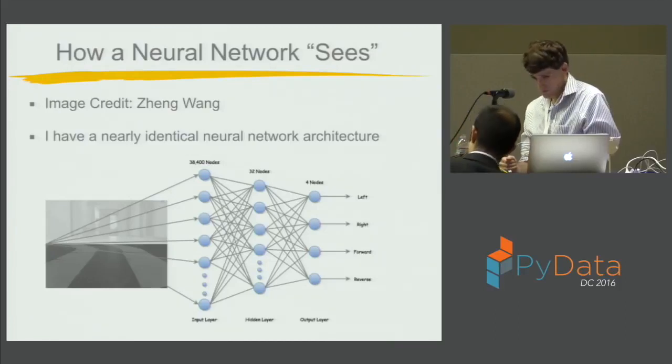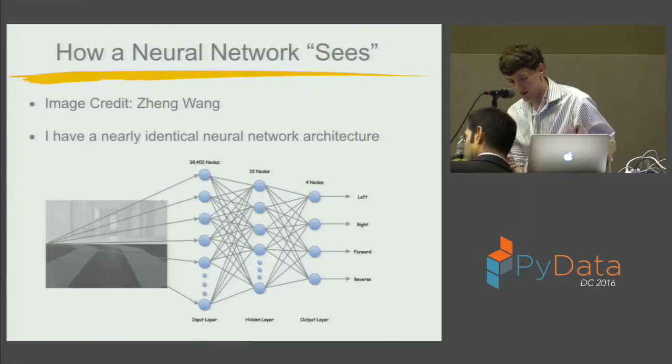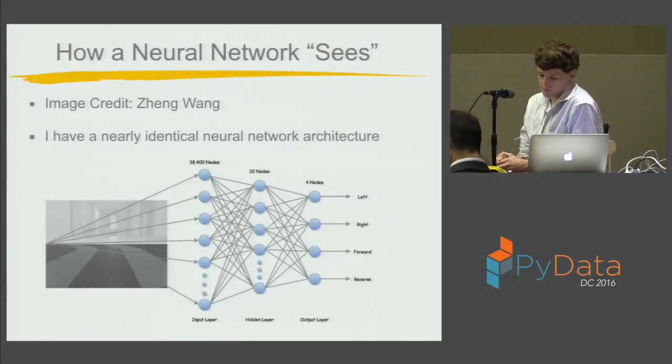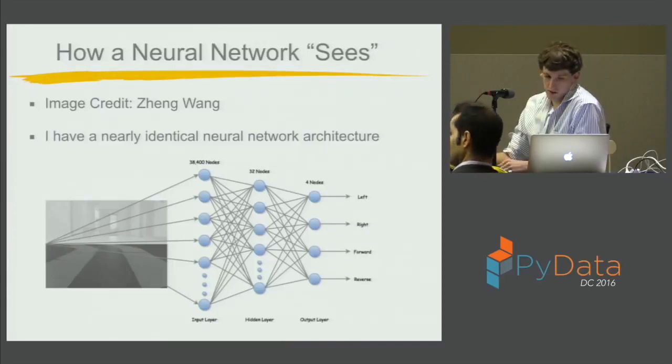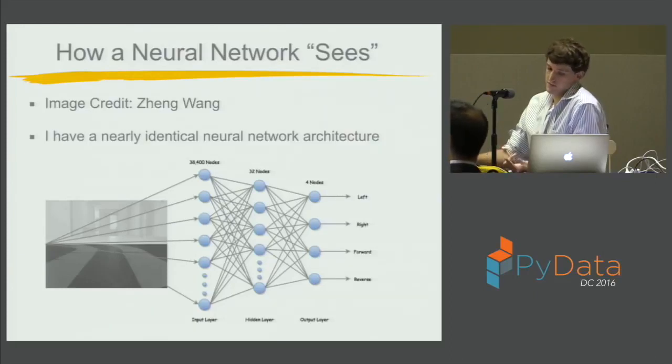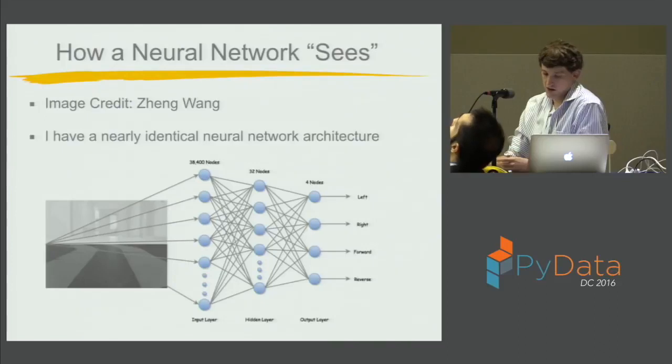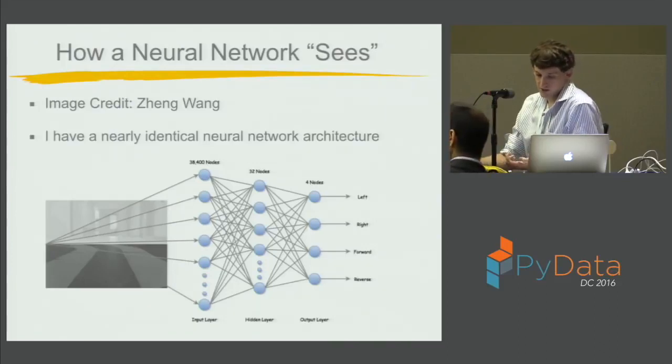But then these 32 hidden nodes are passed to the final layer, which is used to make a prediction of some sort. So in my case, and also in Zheng Wang's case, he's predicting 4 class labels: turning left, turning right, and going forward. I actually didn't use reverse. I think he just threw in reverse for the fun of it, but didn't use it either. So I just have 3, but I think he trained with 4 classes. So that's how the neural network works.